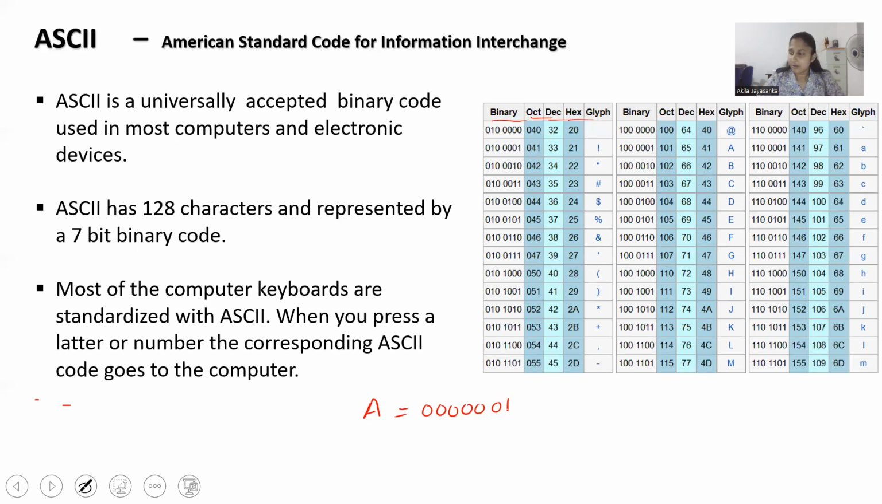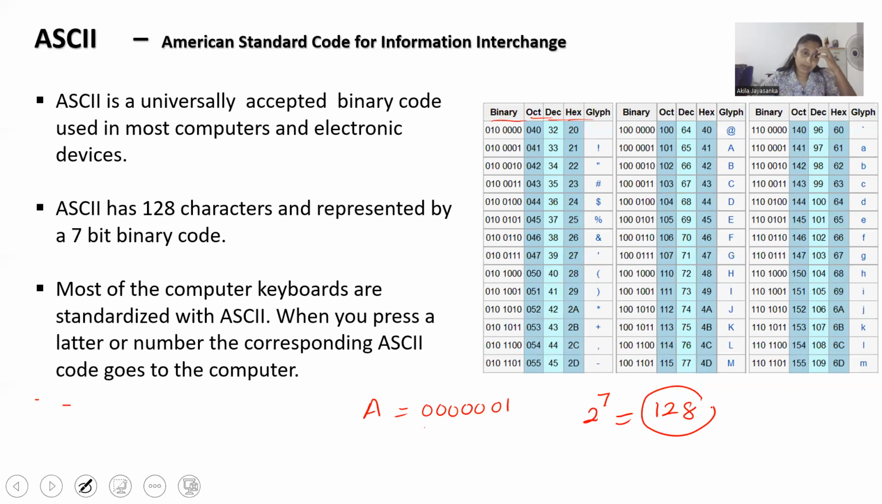If it is 7 binary digits, 2 to the power 7 means it can represent 128 characters. That is a very small number. It can represent only 128 different characters. So with ASCII we cannot represent every language we speak. There is a limitation.